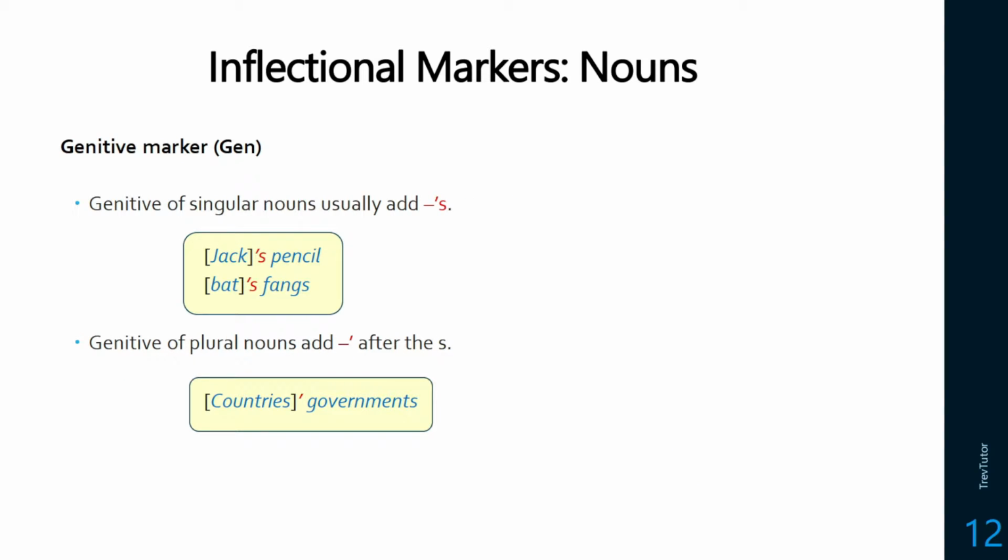The other marker that we can see on nouns are the genitive markers. This is about possession, either concrete possession or abstract possession. Normally we add an apostrophe S after singular nouns. After plural nouns, we add an apostrophe after the S and we don't add another one. So with Jack's pencil or Bat's fangs, we just put the apostrophe S on the singular form. For countries, we're talking about multiple countries, then we put the apostrophe afterwards. This is to indicate possession.